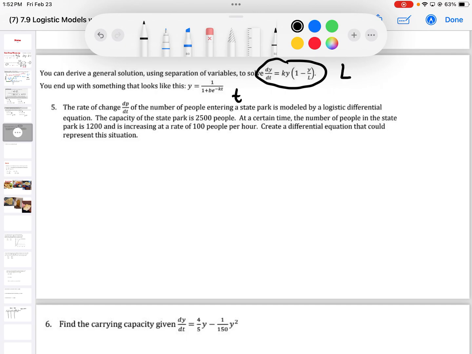This one has the L. So in the difference equation, I can look at it and find the limiting capacity. Can't do that with this. But in the particular solution, if I have t values, I would use this, not this. That's what I was kind of going for.